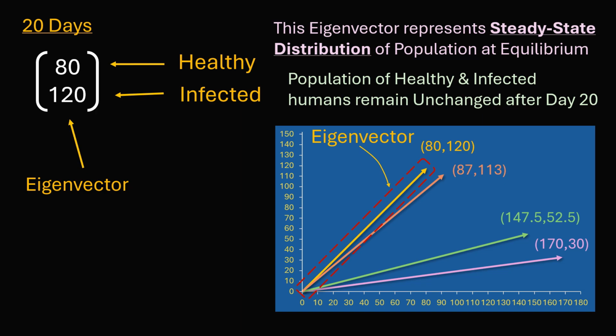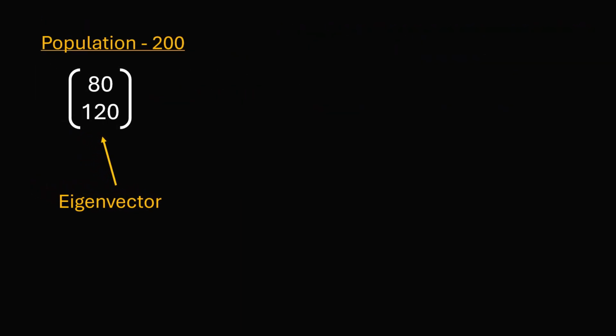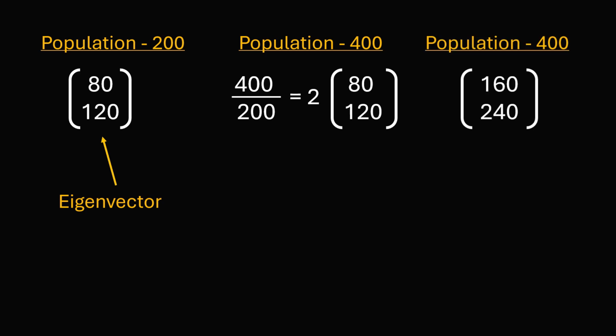So I've done this calculation for a community of 200 people. So how can this eigenvector be used for communities with larger population? If those larger populations have the same rate of infection and recovery, then I can use this eigenvector to find the steady state point of the population distribution of larger communities. Let us say there is another community with a population of 400 people and it has the same infection and recovery rates. So dividing 400 by 200, it gives me 2. Multiply the eigenvector with 2 and I get a new eigenvector with 160 healthy and 240 infected people for a population of 400.